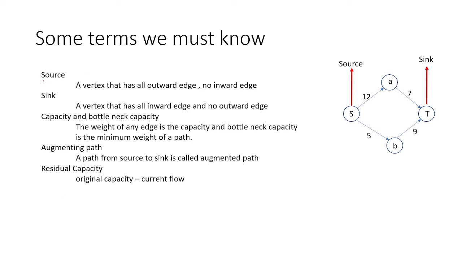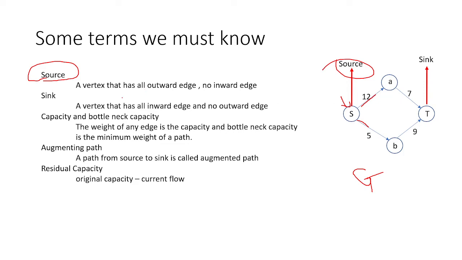First, we have to understand what a source is. In a directed graph, a vertex that has all outward edges and no inward edges is called a source. Here in this graph, we can call this graph G. For this vertex, there are two outward edges, but there is no inward edge, so it is called a source.